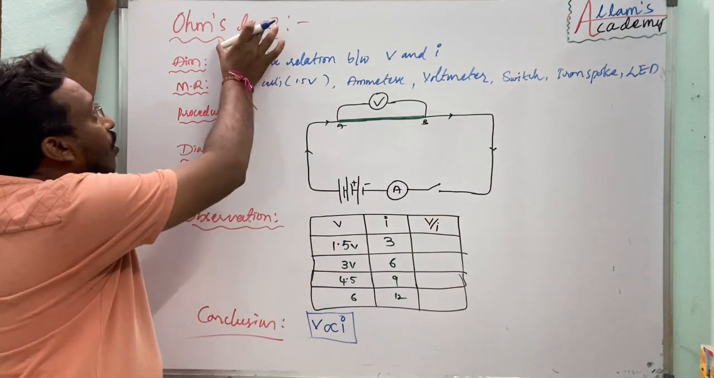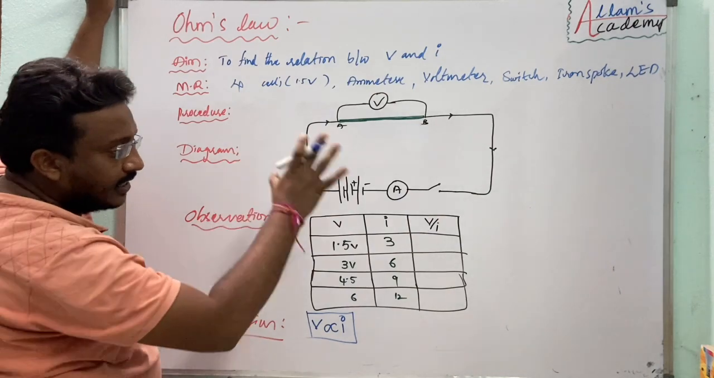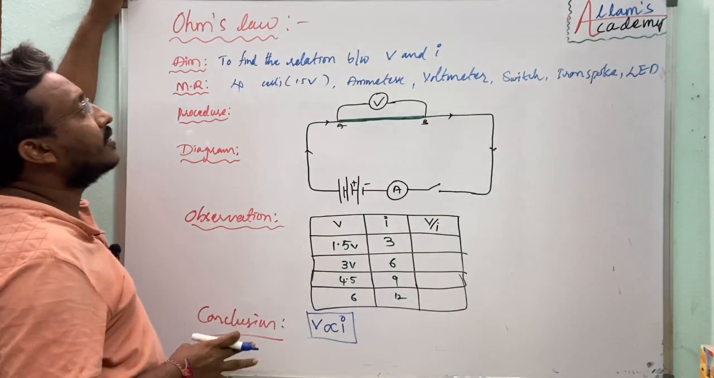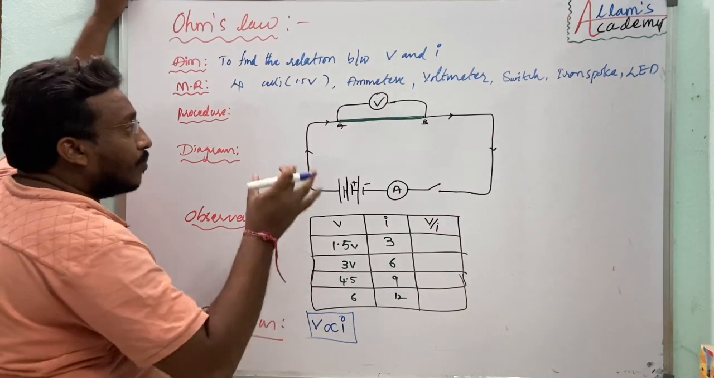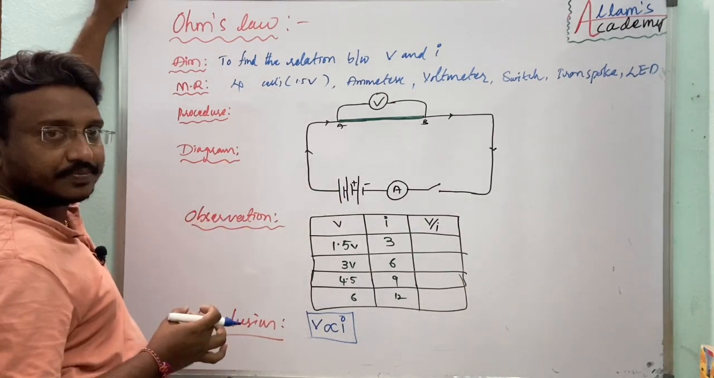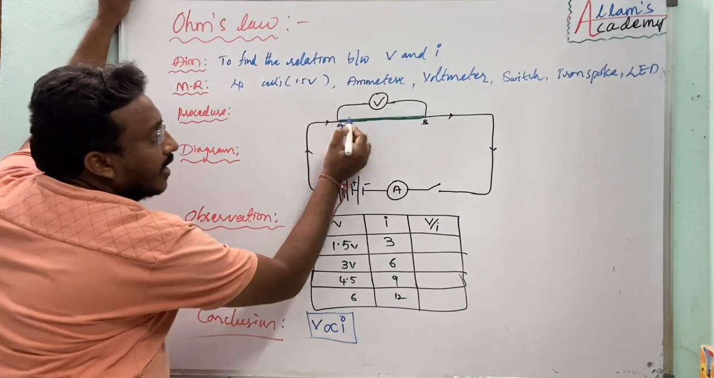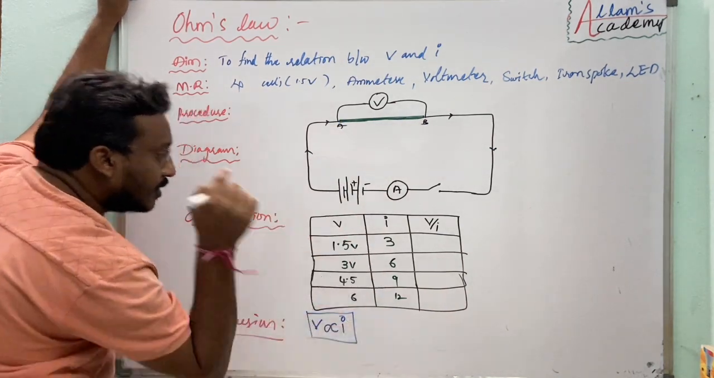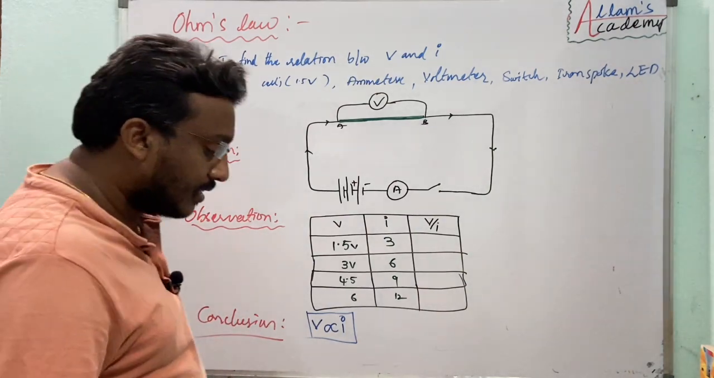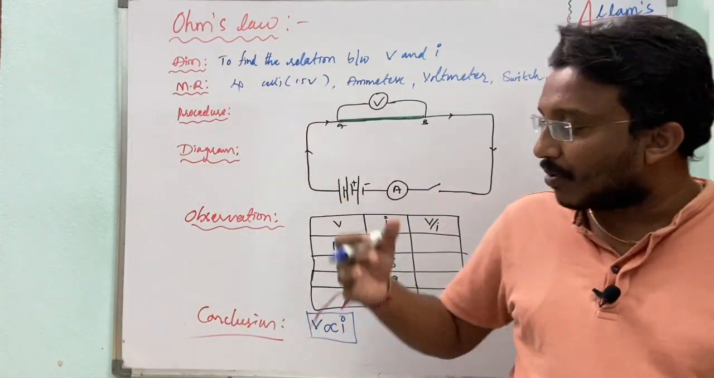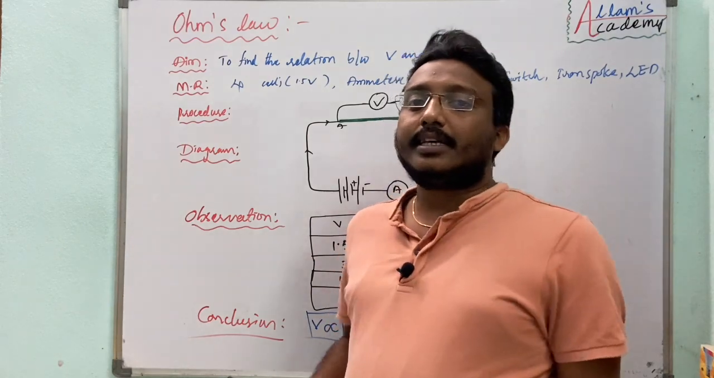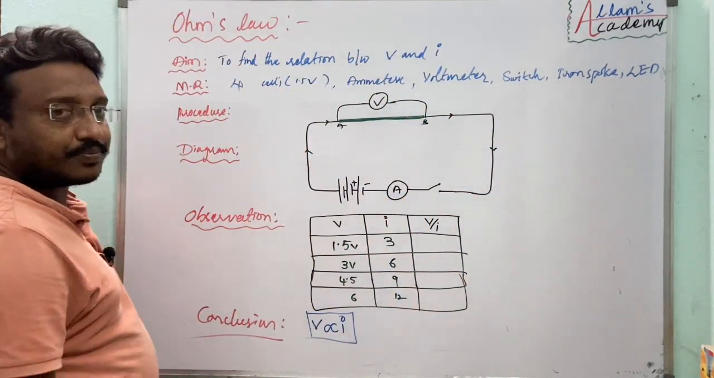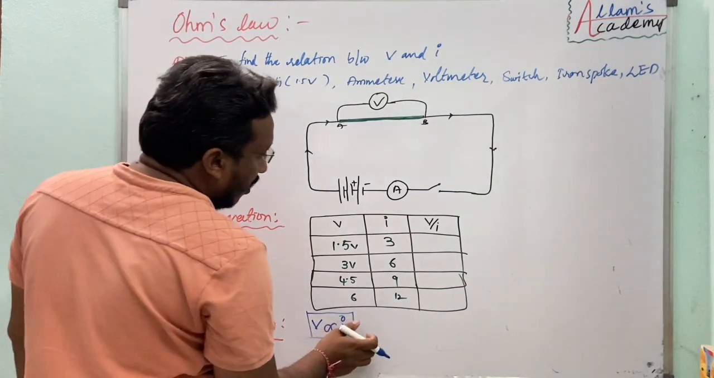Then Ohm says that finally by this activity he came to know, and he concluded, that the potential difference at 2 points is directly proportional to the current. Potential difference across a conductor is directly proportional to the current. This is the conclusion given by Ohm. Okay, this is Ohm's law.